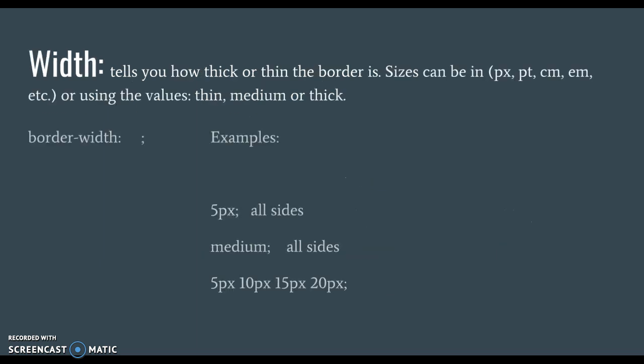Next is width. It tells you how thick or thin the border is, and sizes can be put in these values or using the values thin, medium, or thick. Use the border-width property. Some examples, if you were to enter 5px, all four sides of your borders would be affected. The same with thin, medium, or thick. And if you were to enter 5px, 10px, 15px, 20px, that would affect it the same way it does margins and padding with the top, right, bottom, and left borders.